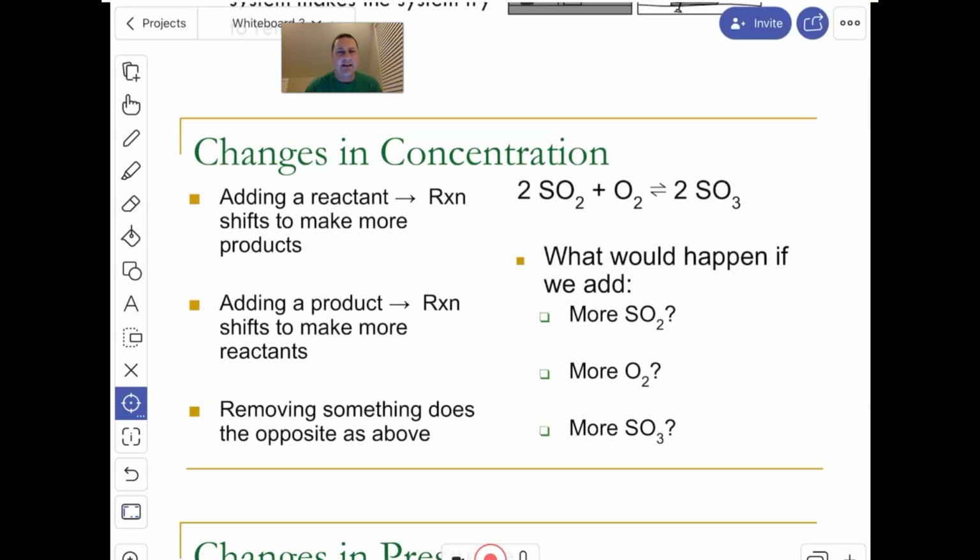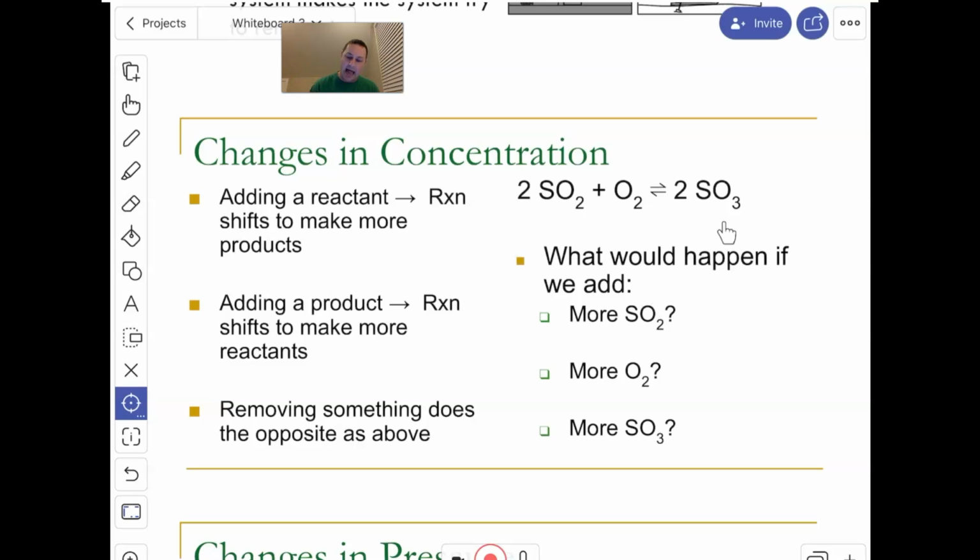The reaction doesn't have magical hands. It can't just open its own container and let out the SO2 that you added to it. But what it can do is try to react it away as best it can. So if I add SO2, it's going to want to shift to the opposite side and make more SO3, removing that SO2 as much as it can that you added. And as kind of a side effect, the O2 is also going to go down and get removed and react with some of this.